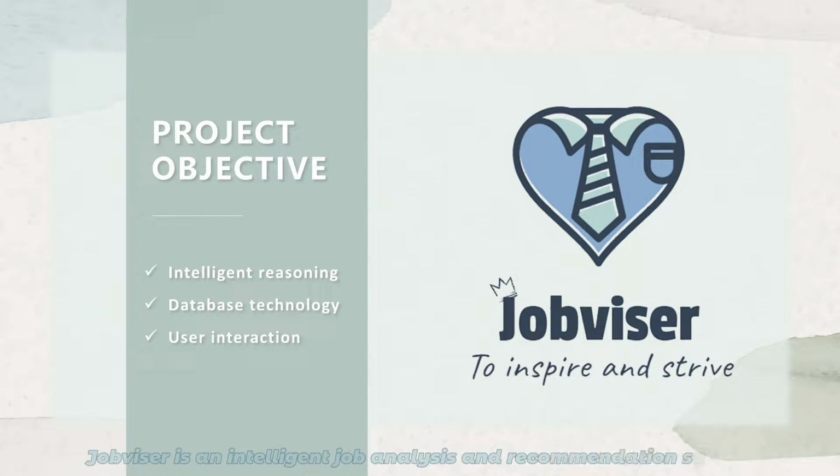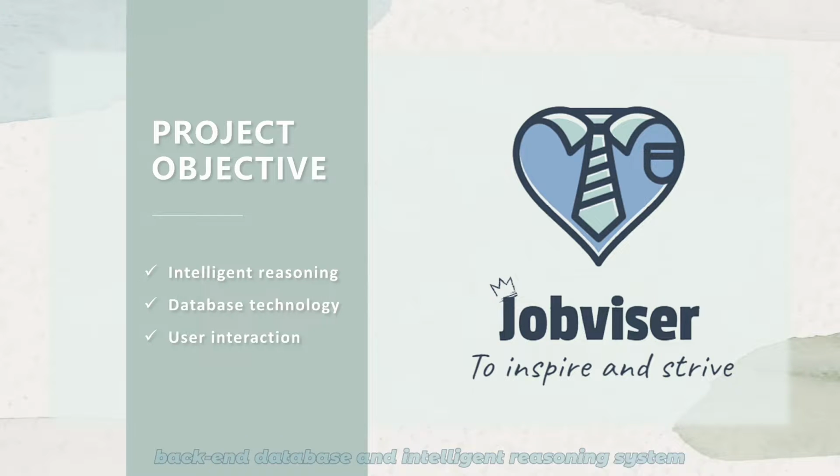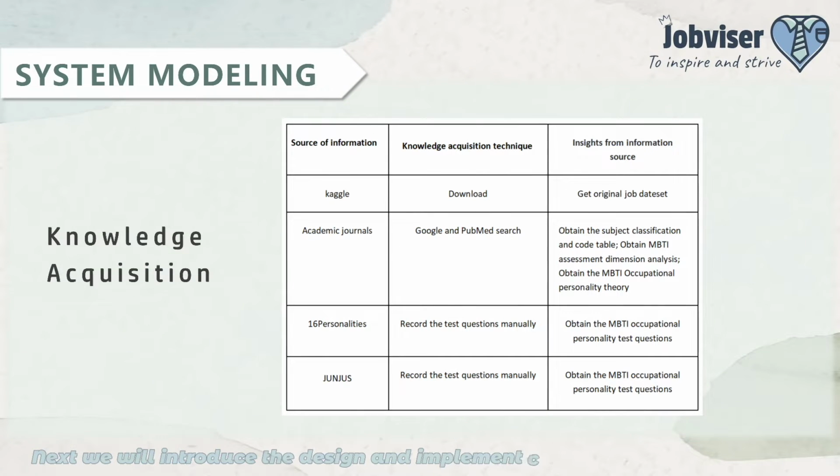Jobviser is an intelligent job analysis and recommendation system, which has a complete system structure, including front-end user interaction interface, back-end database and intelligent reasoning system. It has 4 main functions, which is assessing personality traits, recommending career choices based on individual ability, offering new ideas that take character into consideration, and provide analysis and guidance. Next, we will introduce the design and implement process of the whole system.